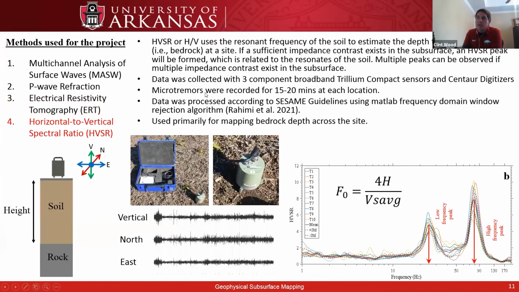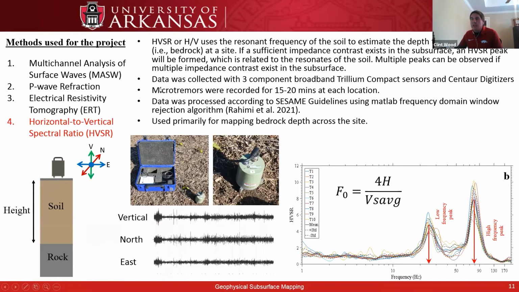And then horizontal to vertical spectral ratio, or HVSR. It uses the resonant frequency of soil to estimate the depth to stiffness boundaries, or bedrock, at this particular site. It doesn't have to be bedrock, but it has to be some impedance contrast that exists in the subsurface. This is what creates a peak in the HVSR domain. Down here, we form a peak, and it's due to the resonance or amplification of the horizontal component of the Rayleigh wave, or some people consider it SH wave amplification. You essentially don't get any amplification on the vertical component, and you get this peak that forms around the resonance.